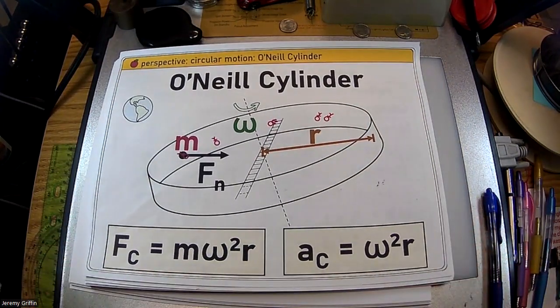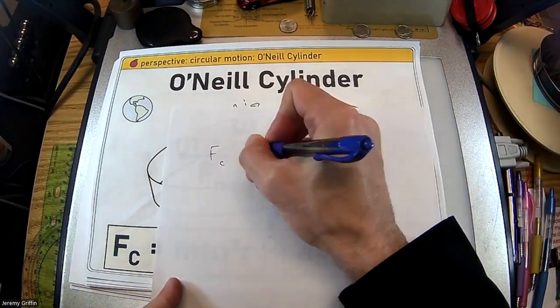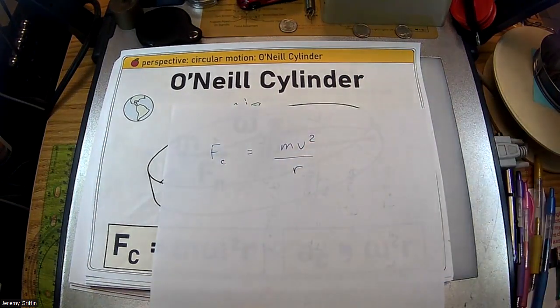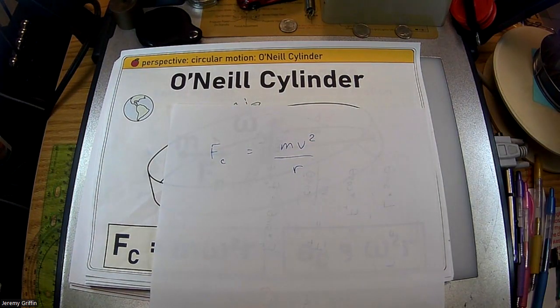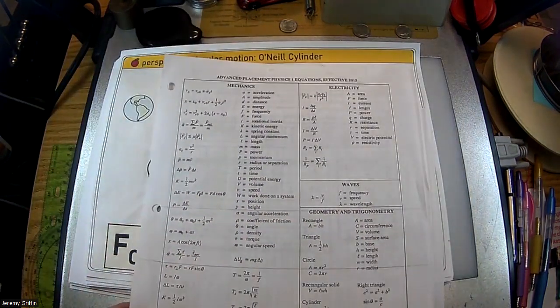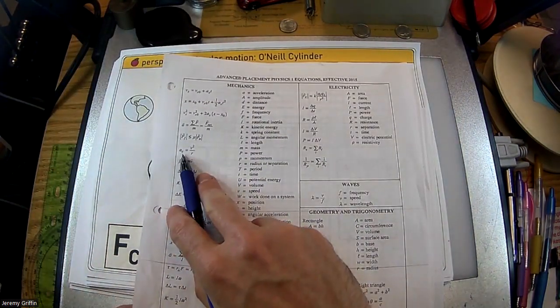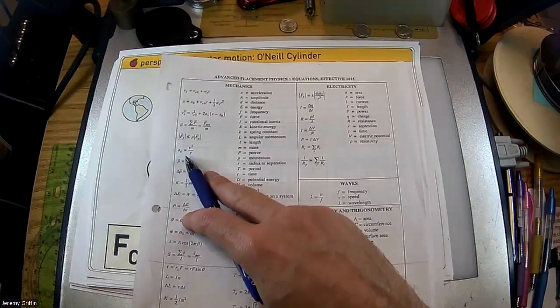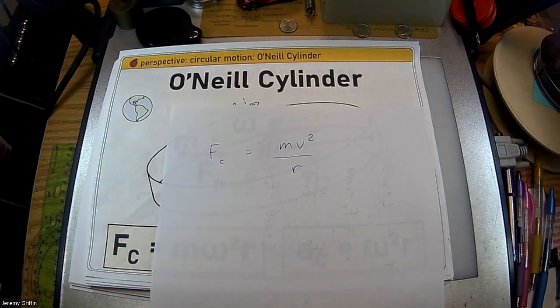Now, if you start up here, let's derive one from the other. So centripetal force, you're saying, is mv squared over r. By the way, just to point it out, the closest thing they give on your AP equations that you're allowed to use during the exam is centripetal acceleration is v squared over r. That's right here, about a third of the way down the page.